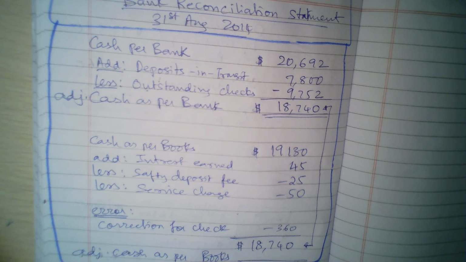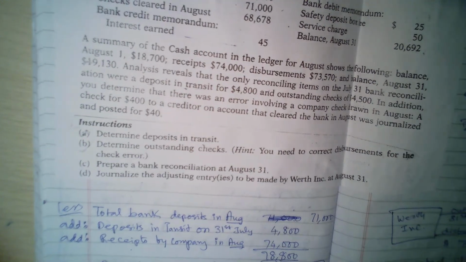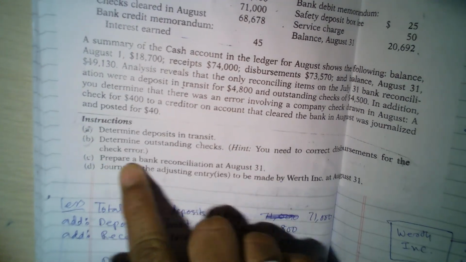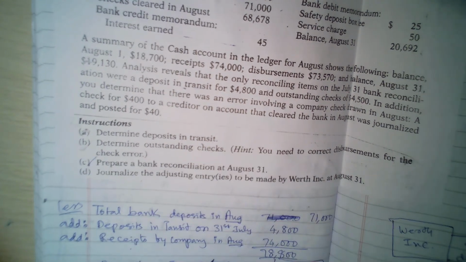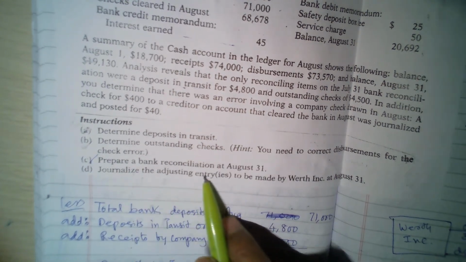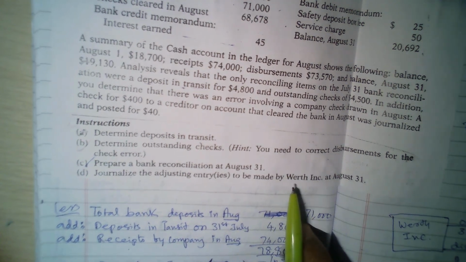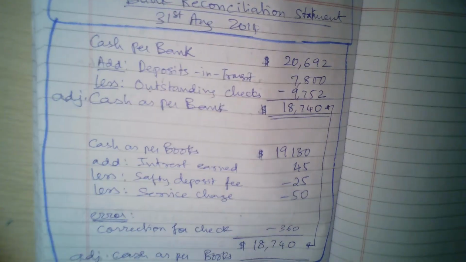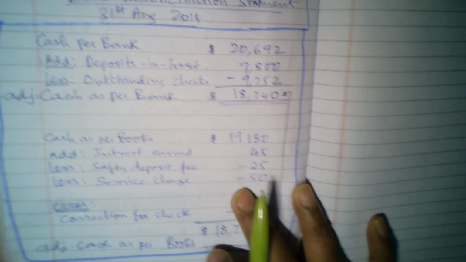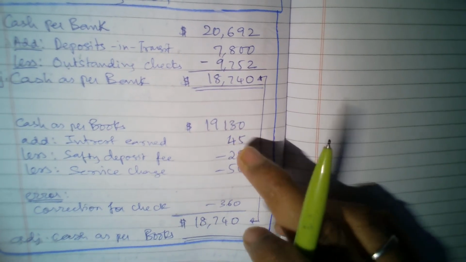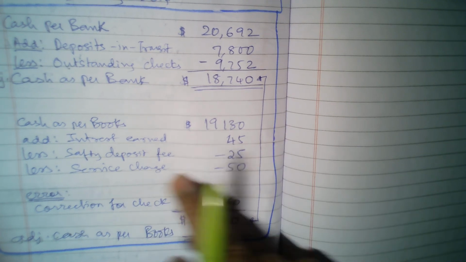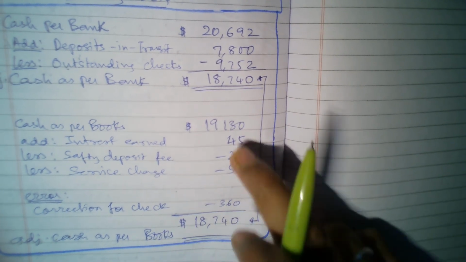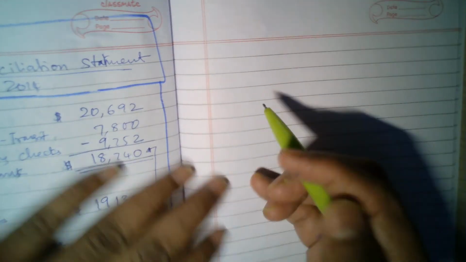So next, let's look at the question. We finished A part, B part, C part. Prepare a bank reconciliation as per August 31. This also we finished. Last one, journalizing the adjusting entries to be made by Wrench Inc. at August 31. The adjusting entries are very simple. Here we have one, two, three: interest earned, safety deposit fee, service charge, and four. Four entries we need to make. So let's quickly make it for the sake of completeness.